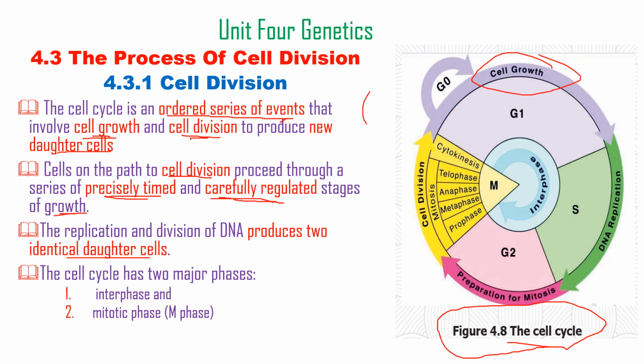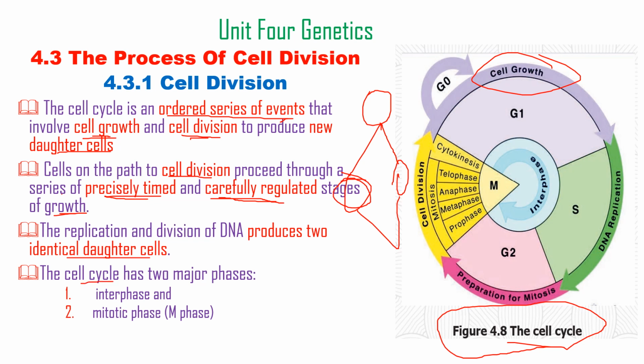Once a cell finishes the cell cycle, one cell becomes two cells. DNA replication, in other words, means the cell has already divided. At the end we get two daughter cells, the new offspring cells.